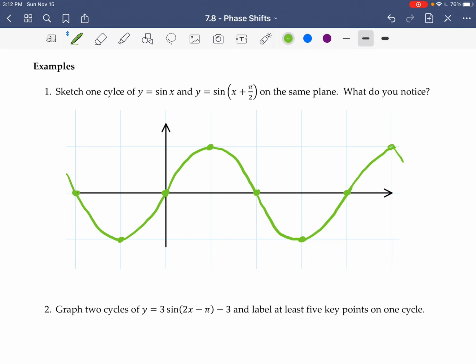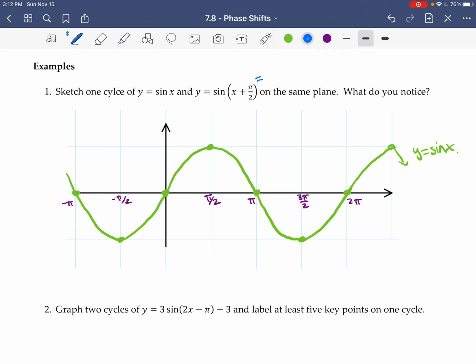Okay, so it looks like that. It keeps going. So that is the graph of sine of x. Okay, let's put on some markers here. So this is pi by 2, this is pi, 3 pi by 2, 2 pi, negative pi by 2, negative pi, etc. Okay, now in blue, we're going to graph the graph of sine of x plus pi by 2.